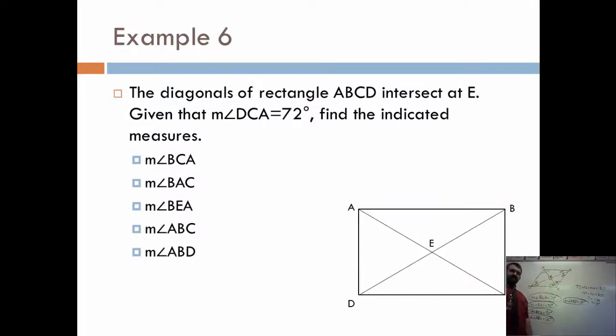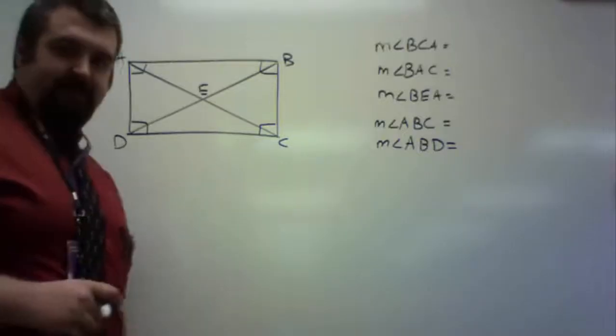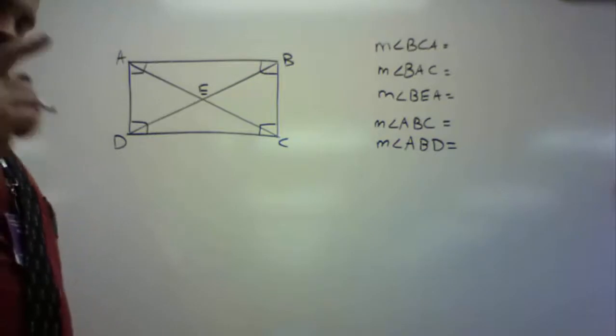And example 6, it says the diagonals of rectangle ABCD intersect at E. Given that measure of angle DCA is 72, find the indicated measures. So we have the same issue as before, but now we're using different shapes. And we're essentially going to be asked to find the same measures, but let's try this and see what we get. Alright, so let's do some work here.